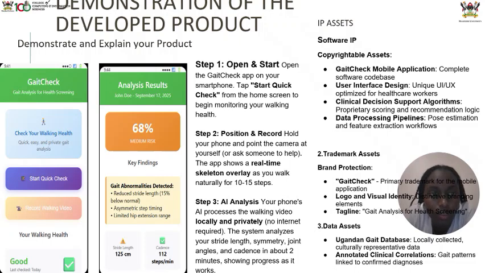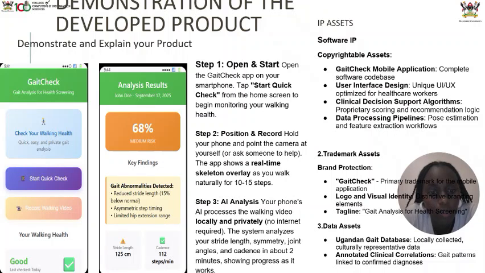So those are our interface examples, where we have the home screen and then the analysis results, where it shows you the gait abnormalities, and then it will show you the recommendations. So those are the steps: open and start, position, record a video, and then the app shows a real-time skeleton overlay as you walk naturally for about 10 to 15 steps. And then the AI analysis, where your phone's AI processes the walking video locally and privately, and that's no internet required.